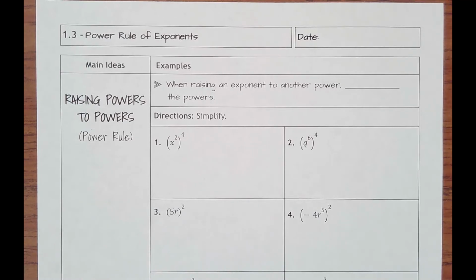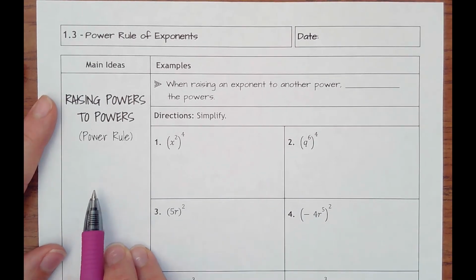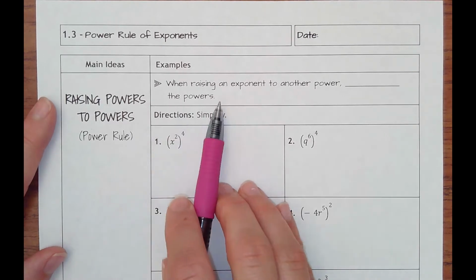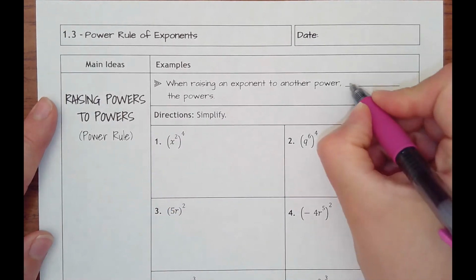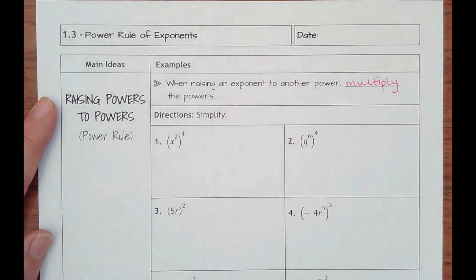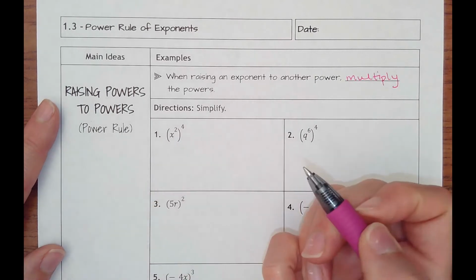Right, and 1.3 is called the power rule of exponents. Power rule is different from the product rule that we learned in the first lesson. When raising an exponent to another power, you're going to multiply the powers. Okay, so let's start with an easy one: x squared raised to the 4th power.